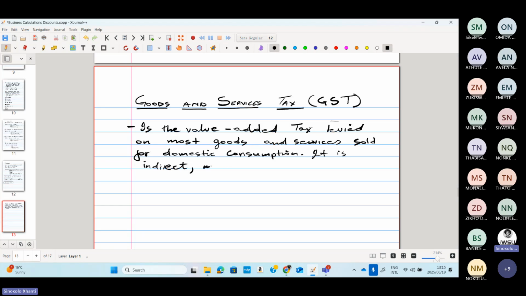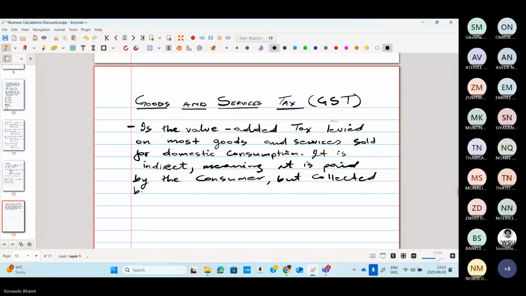It is indirect, meaning it is paid by the consumer, but collected and remitted to the government by the businesses.